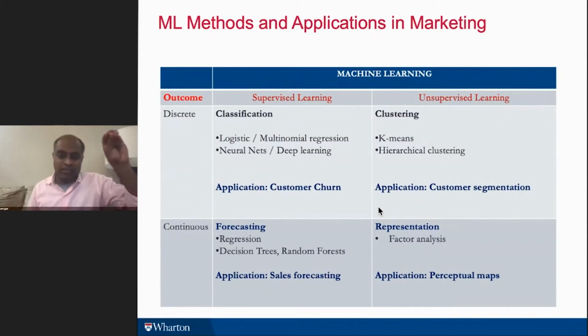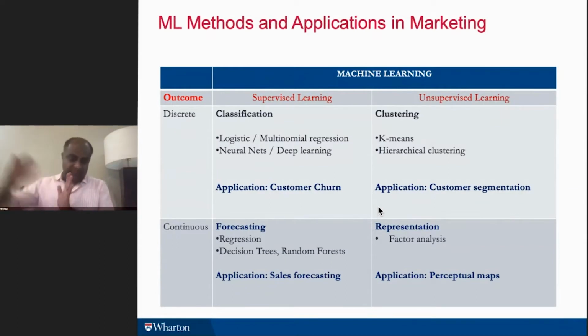The outcome could either be discrete, which is in this case customer churn, or it could be continuous, in this case sales forecasting. Unsupervised learning on the right hand side is basically a situation in which you're trying to learn the relationship only among the X variables, the independent variables. The most common example there is customer segmentation, where what we're trying to learn is which customers are similar, and are there different models that can be used to learn how customers can be segmented.